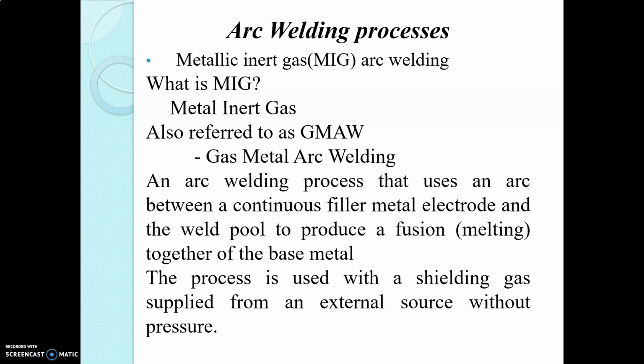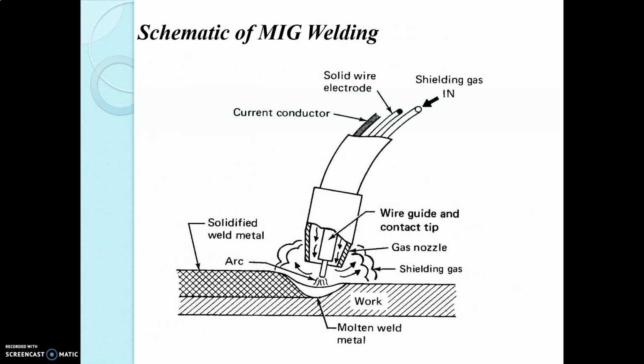And this process is used for the same application as that of the tungsten inert gas arc welding, but it is widely used for welding thick plates above 4 mm in thickness. And this process may be done either manually or with automatic equipment. See the schematic diagram for the MIG welding, as you can see here. The continuous supply of the electrode, which acts as a filler, is provided.